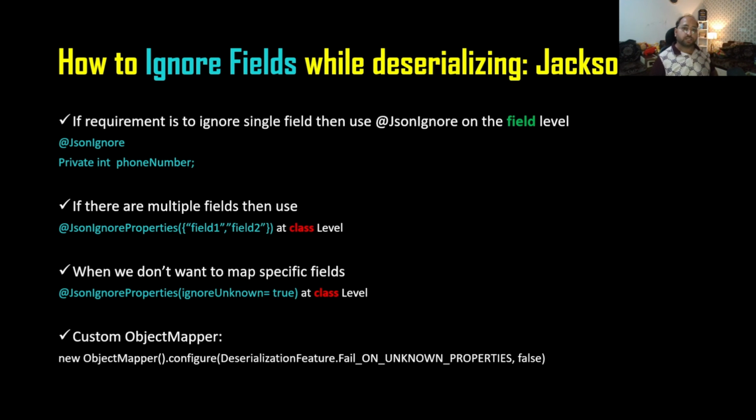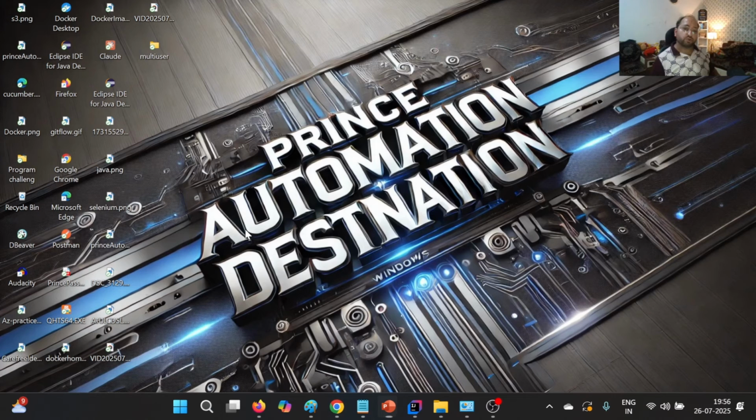Now coming to the next thing, how to ignore fields while deserializing in JSON. For example, in a JSON response, there can be fields which we don't want to deserialize, verify, or extract. For that purpose, we can use these particular annotations. In case we want to ignore a particular field, we can use @JsonIgnore on that field. In case there are multiple, we can define them at class level. So let us talk about this.